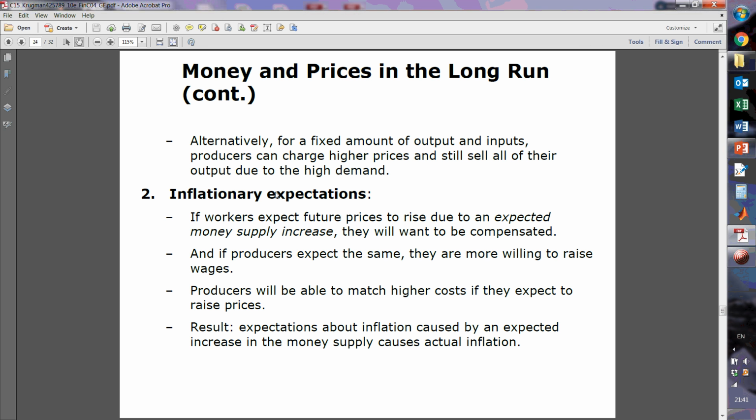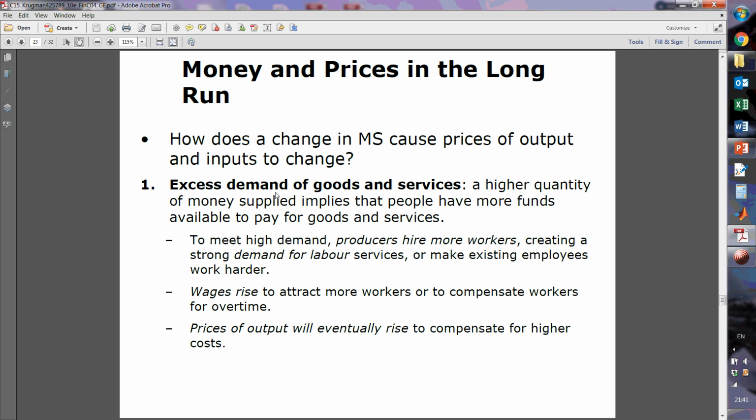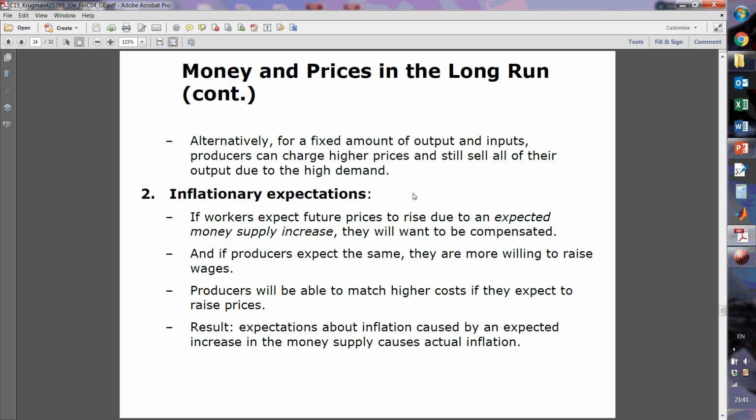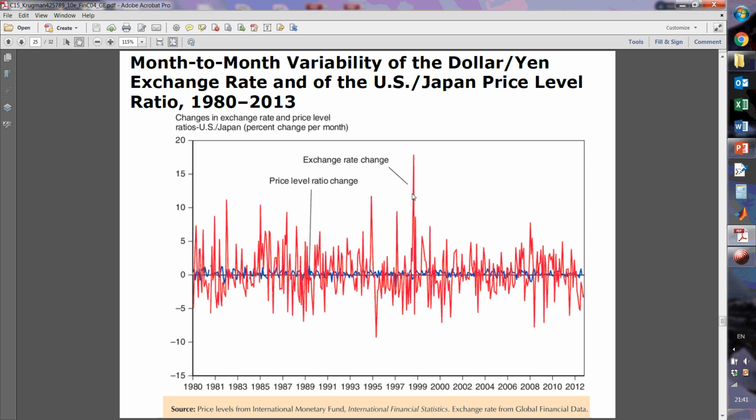So that's an alternative way through which prices transpire to higher output and higher inputs. So it doesn't need to be through demand for goods and services which is in excess of the current production. It could simply be expectations. Okay, so if you expect these prices to be higher, consequently you would charge a higher price today.